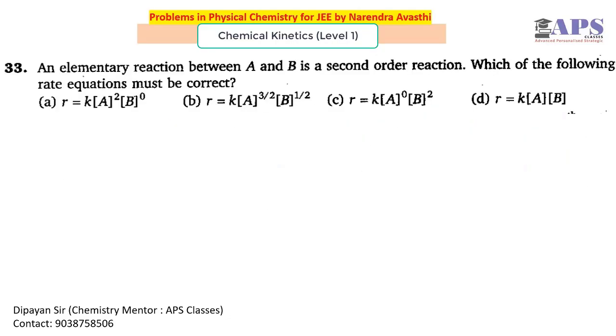In question number 33, the elementary reaction between A and B is a second order reaction. So A and B, this is a second order reaction. This is only possible if we have this kind of situation, because the stoichiometry can be 0 or can be a fraction. So 1 and 1, this will become a second order reaction. So option D will be the correct option.